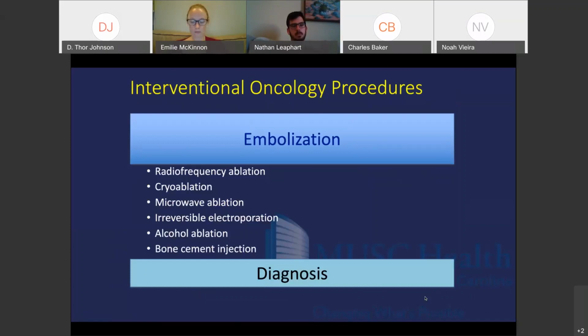Bone cement may sound weird, but the bone cement actually heats up to 60 degrees centigrade, which is enough to be ablative for a lot of these tumors. So it actually does kill tumor when you put bone cement in.